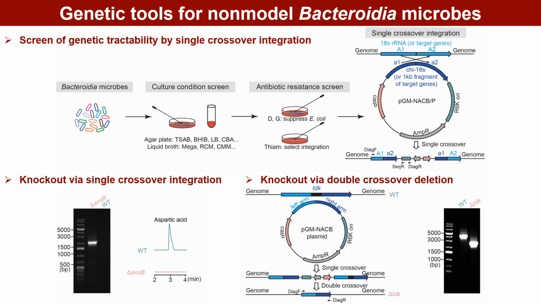For example, we knocked out the asparaginase gene in one Bacteroides strain and verified the gene knockout by diagnostic PCR and LC-MS. Further, based on this, we developed double crossover deletion tools and knocked out the gene TDK in another Bacteroides strain.